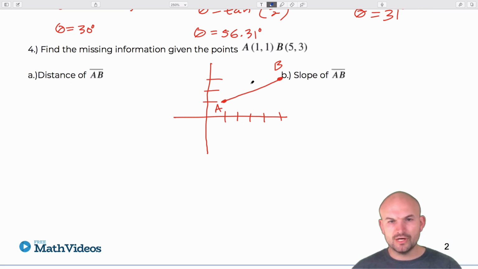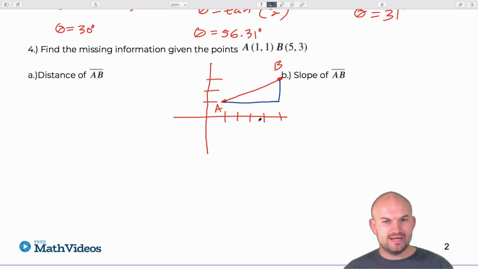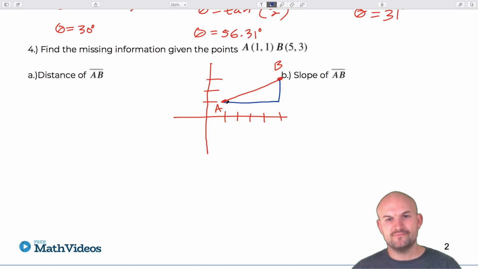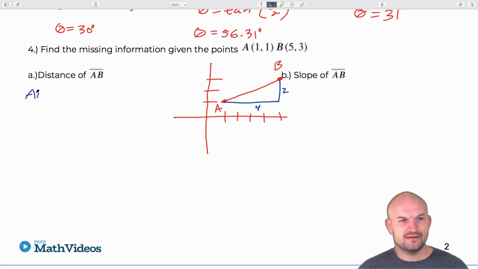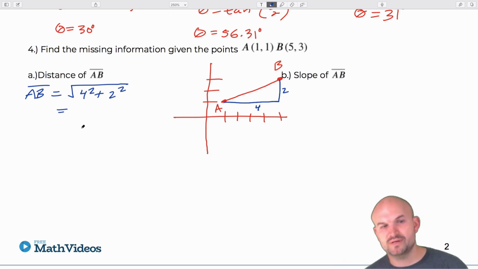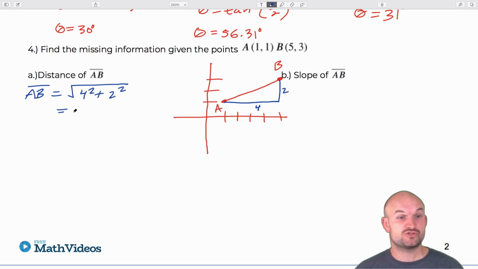But when we learn slope and distance, one of the things we learn is using the slope triangle. By creating this triangle here, we can see that the horizontal distance from A to B is 1, 2, 3, 4, and the vertical distance is 1, 2, right? So if I just wanted to find the distance AB, it's going to equal the square root of 4 squared plus 2 squared. 4 squared is 16, plus 2 squared is 4, so that's the square root of 20.